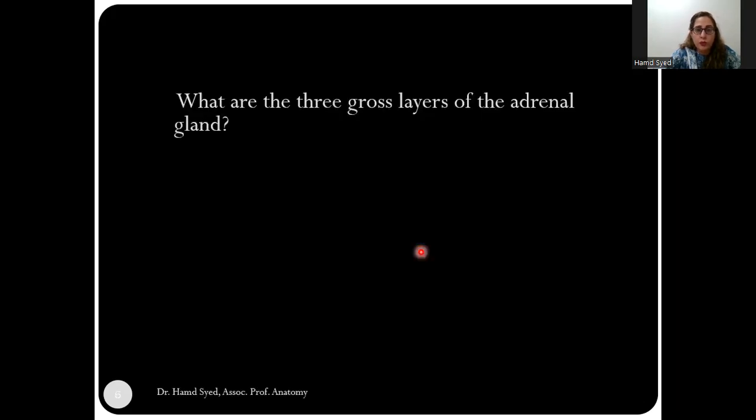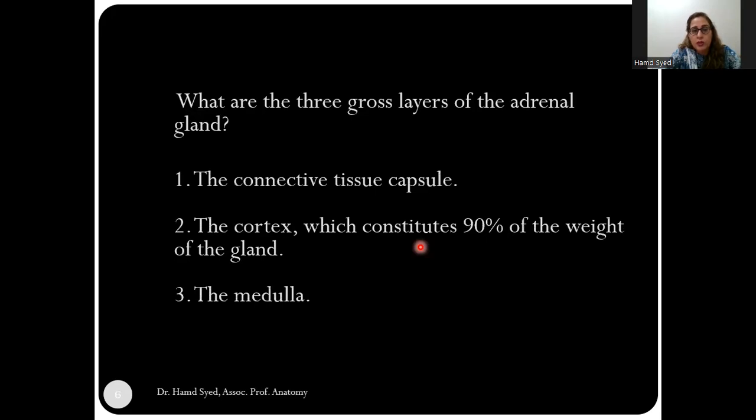Okay, now if we take a section of the adrenal gland, then we can see 3 significant parts, or we could say the 3 gross layers of the adrenal gland. The outermost is the connective tissue capsule. The middle one is the cortex, which is the larger part of the gland. It makes up about 90% of the weight of the gland. And the innermost portion is known as the adrenal medulla. So these are the 3 parts of the gland which you can examine with the naked eye, and that's why I've mentioned that these are the 3 gross layers of the adrenal gland.